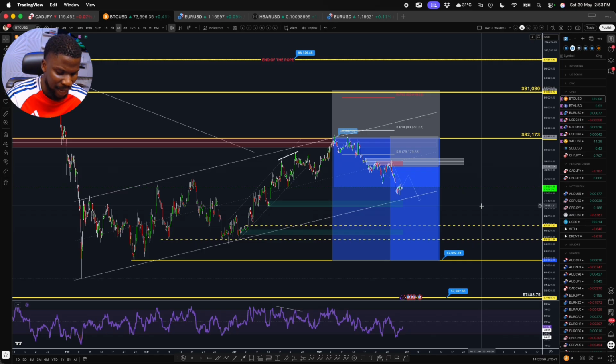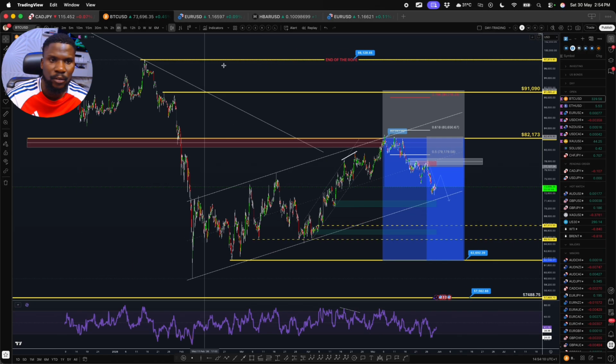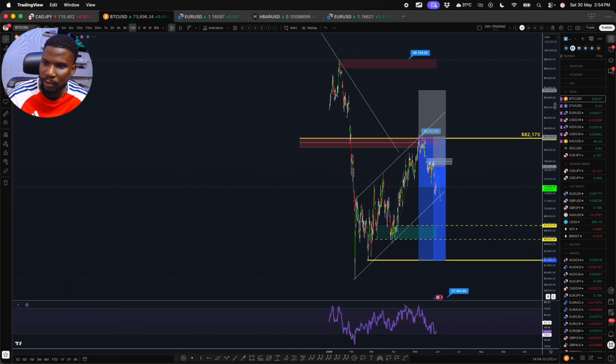But I don't see any reason why we can't get this particular drop all the way back to this particular target at the 70,200 region. That is the plan for now on Bitcoin, so let's pay close attention to it. I'm taking the chart back to the 12-hour time frame.